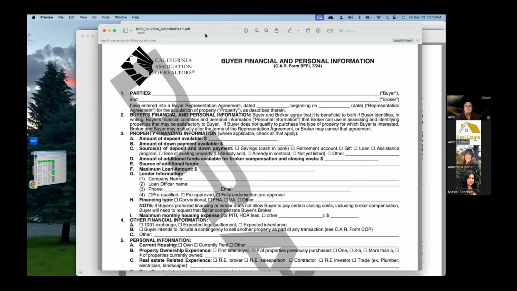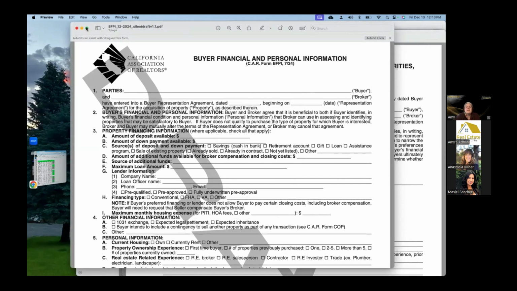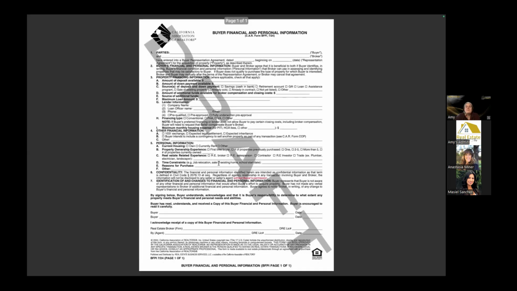All right, we have our buyer financial and personal information form. This, the BFPI form, is now used in conjunction with the residential purchase agreement. And this just says that, hey, without buyer's permission, we're not disclosing any financial or personal information identified on this form to the seller. Before it was, hey, we're not disclosing it, but now it says without buyer's permission.